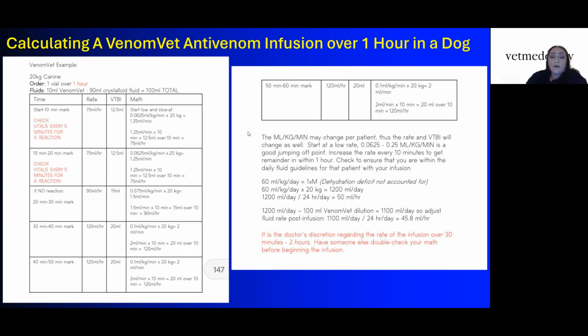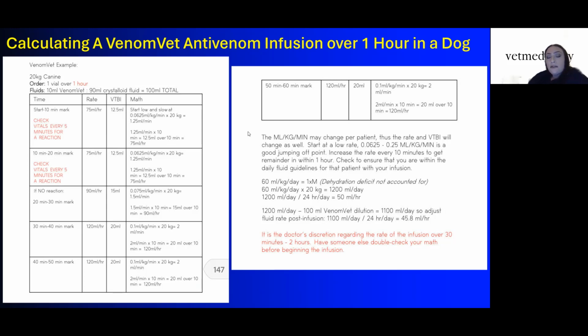So adjust the fluid rate post infusion to 1,100 mils per day divided by 24 hours a day, which is 45.8 mils, which accounts for the Venom Vet that they received, so that the patient doesn't get overloaded.